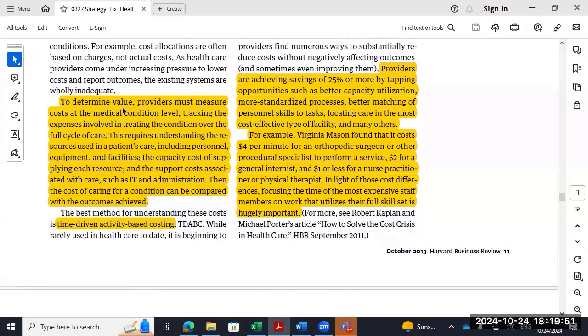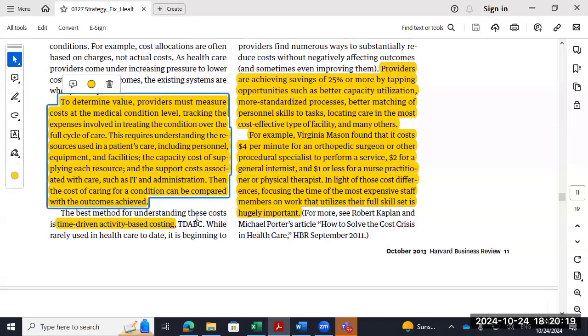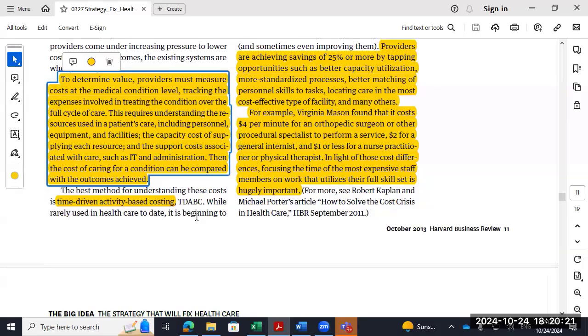So determined value providers must measure costs at the medical condition, tracking the expenses involved in treating condition over the full cycle of care. This requires understanding the resources used in the patient's care, including personnel, equipment, and facilities, the capacity costs of supplying each resource, the support costs associated, IT administration, then the cost of caring for a condition can be compared with the outcomes achieved. But that is huge. If you took an accounting class on activity-based costing, the accountants are really far behind. They're not far behind because they're not intelligent, hardworking people, but the problem is rather massive and very, very difficult.